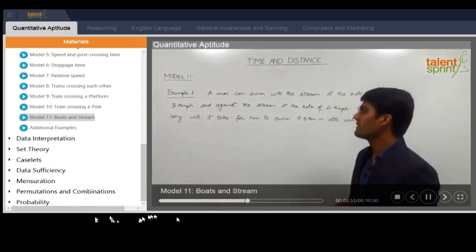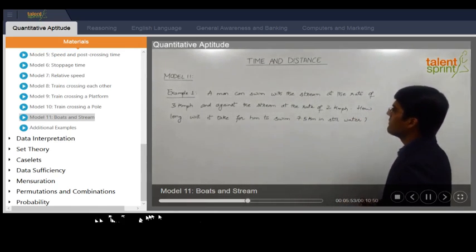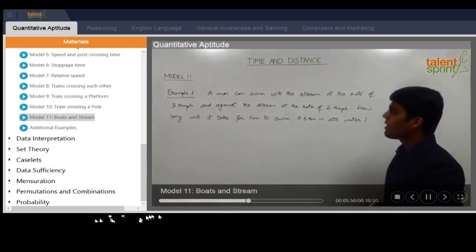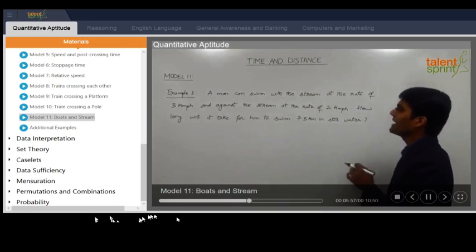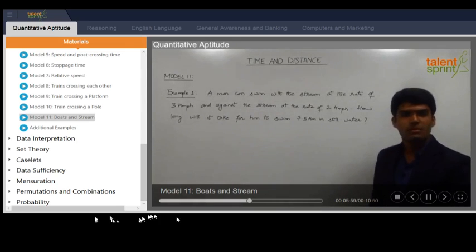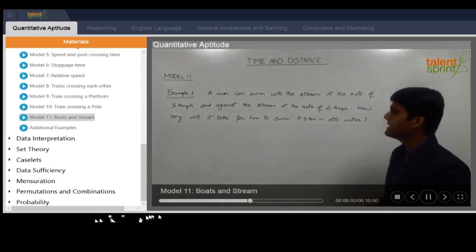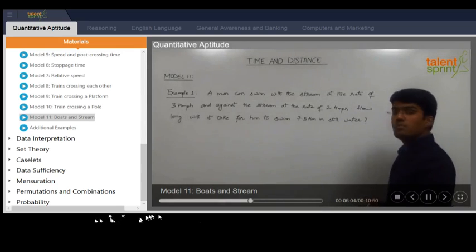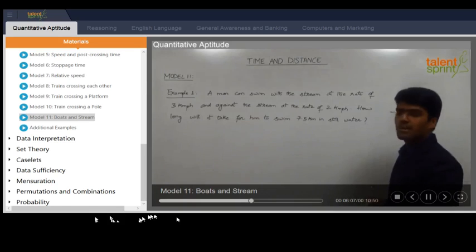Let us look at the question here. A man can swim with the stream at the rate of 3 kilometers per hour and against the stream at the rate of 2 kilometers per hour. How long will it take for him to swim 7.5 kilometers in still water?